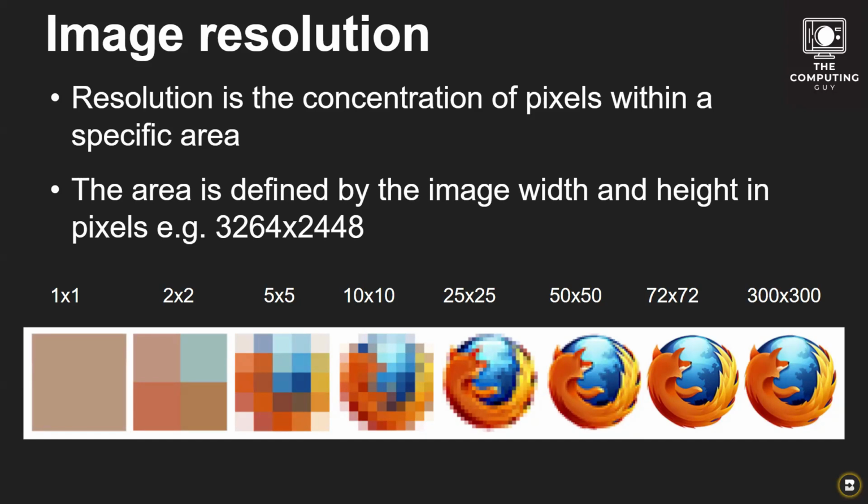Now, if you look at the picture below, we've got the same set area, but each time the set area has a different amount of pixels concentrated within the area. So the one on the far left is 1 by 1, and if we go all the way to the far right, it's 300 by 300. And we can see the journey that the image goes through in terms of improving its ability to represent an image by using more pixels. So 10 by 10 has more pixels rather than 1 by 1.